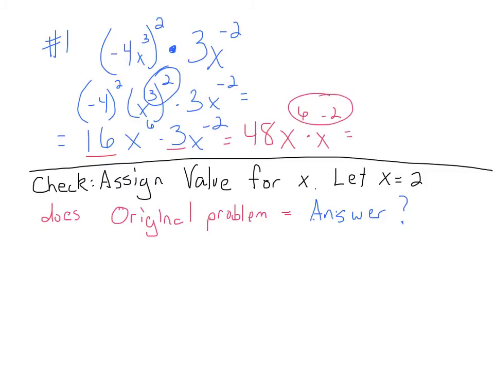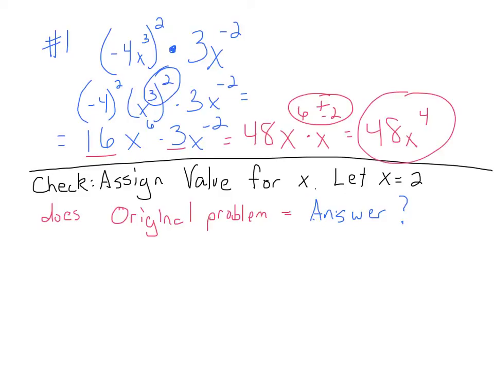x to the 6th times x to the negative second. Side by side means what? Add them, add the powers. So this is 48x to the 4th power. Are you done? Do you have any negative exponents? Nope. You're good to go.